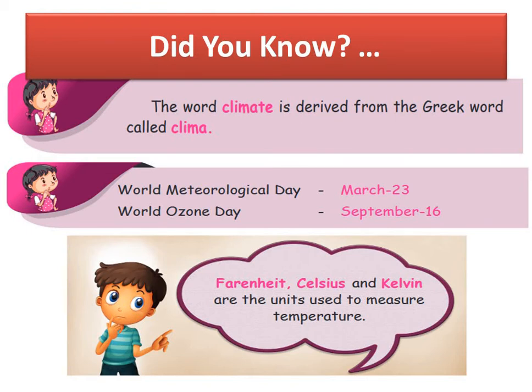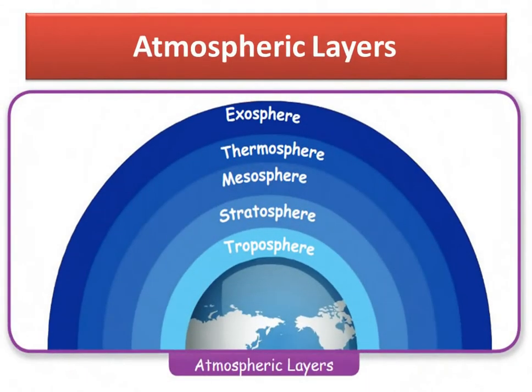What are the different units to measure temperature? Correct. They are Fahrenheit, Celsius and Kelvin. When is the World Meteorological Day celebrated? March 23rd. When is World Ozone Day? September 16. From where is the word clima or climate derived? From Greek, meaning slope or inclination.